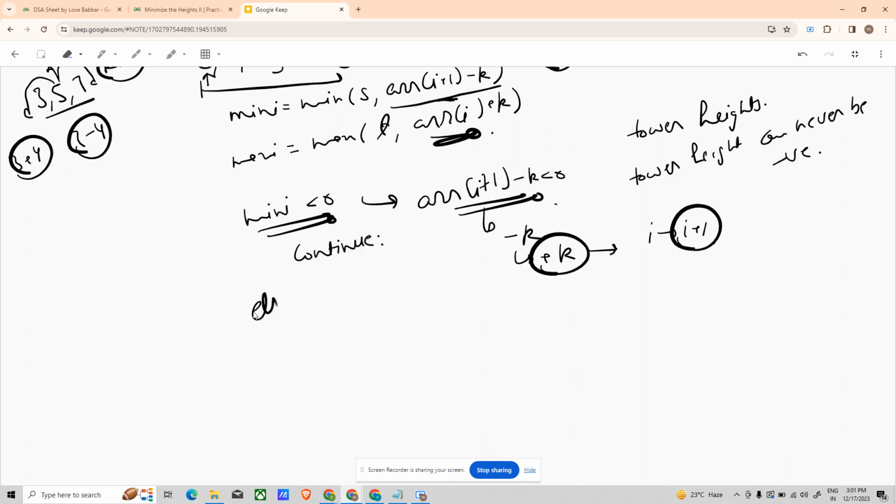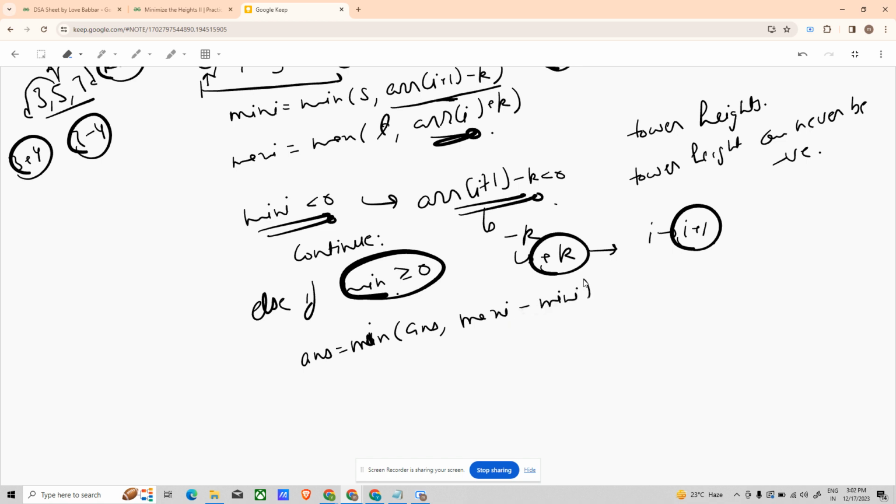Okay, else, if mini is greater than or equal to 0, update your answer. Answer equals the minimum of the existing answer and the found-out maxi minus mini, because you have to find the minimum height difference. Maxi is the new largest and mini is the new smallest, so the answer would be the minimum of these two. Okay, and after the loop, return answer.